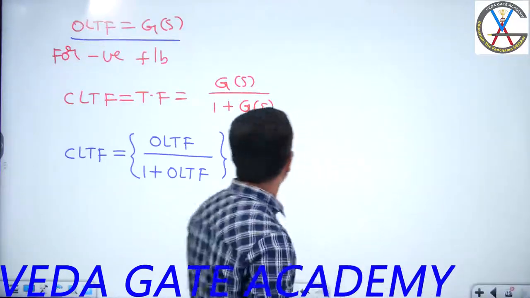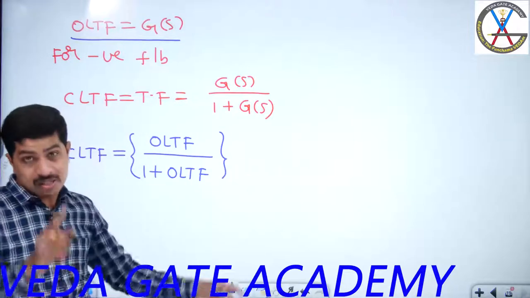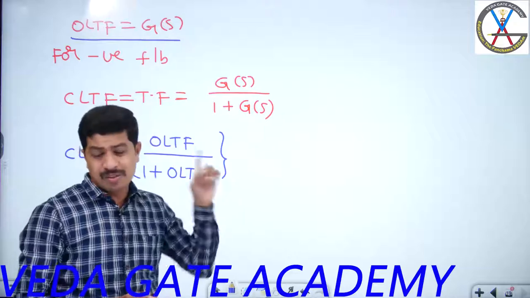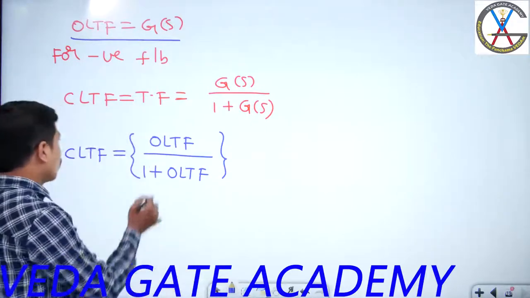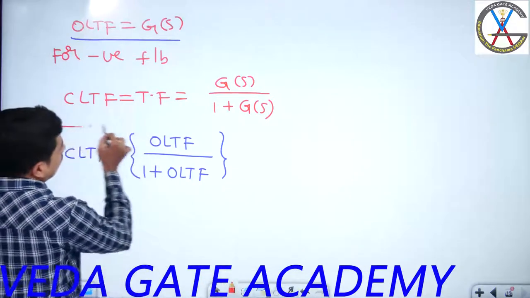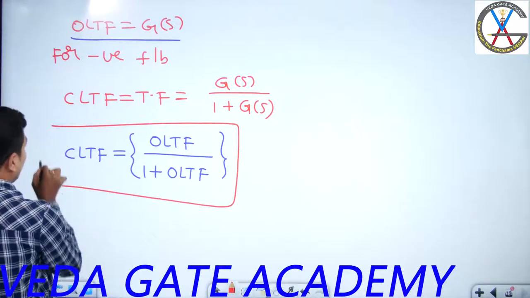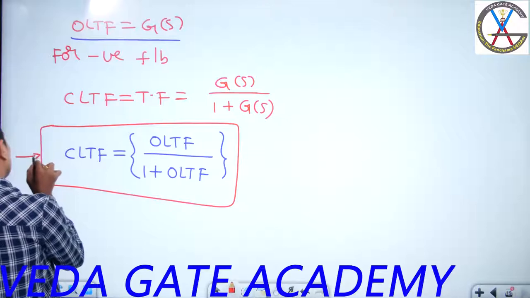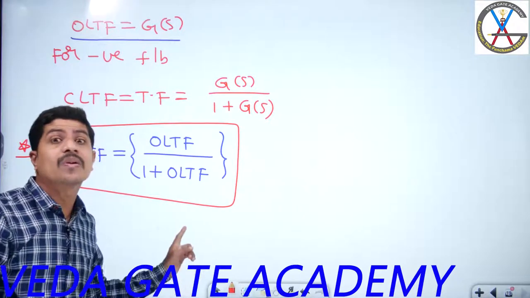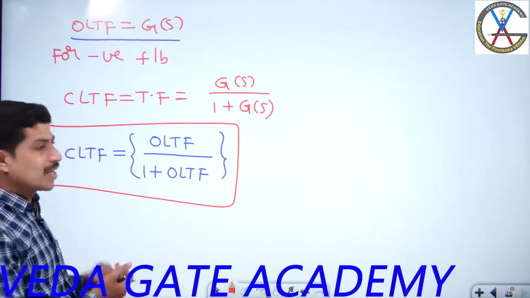But for a unity feedback system, observe, H of s is equal to 1, so OLTF is G of s, numerator is G of s, denominator is 1 plus G of s, I can replace. So this is one of the very, very important identities required for us in solving problems. But this is applicable only for a unity feedback system, for both positive feedback and negative feedback systems.